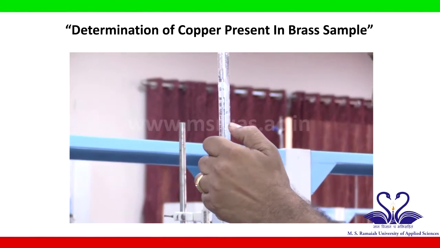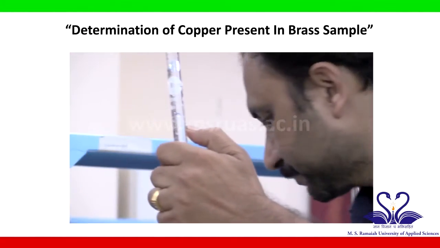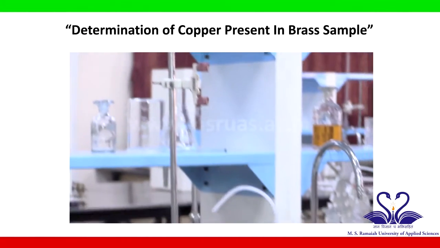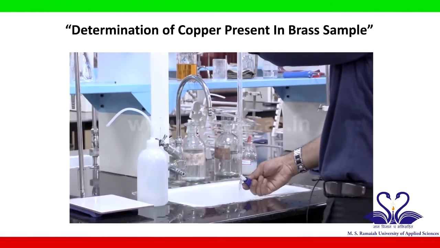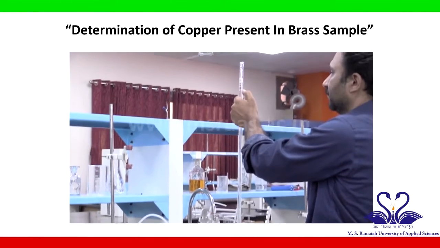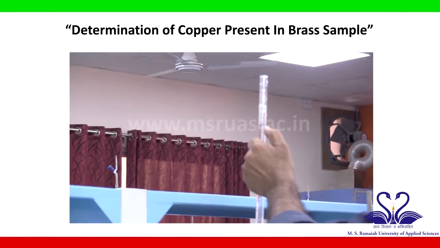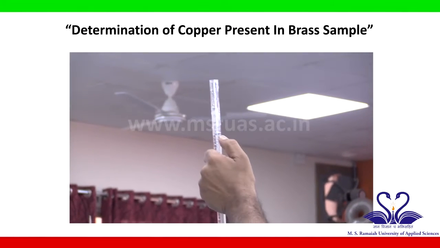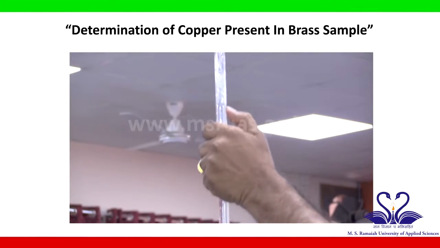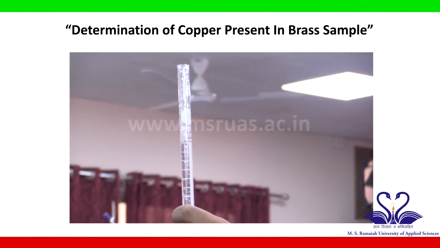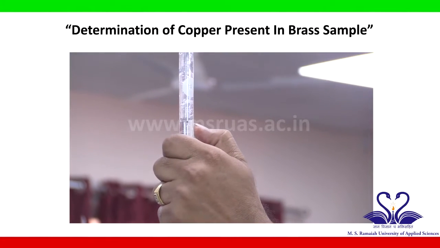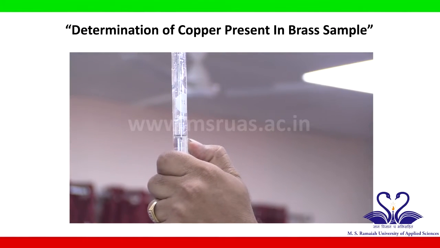Keep the standard solution aside. Now adjust it to 0. Now your thiosulfate solution is there in the burette. The lower meniscus should be touching the 0 mark.